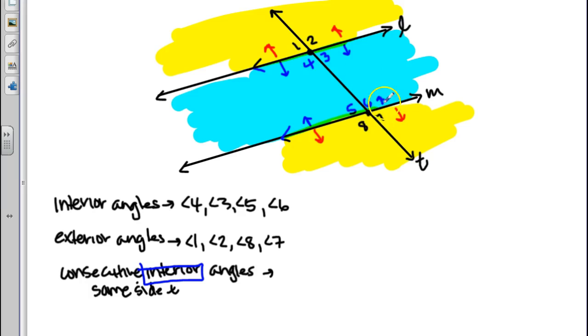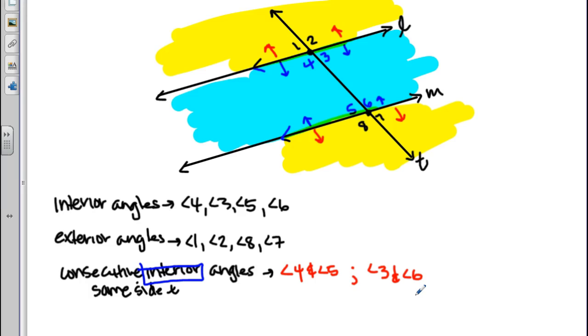Then I want same side of the transversal, so I want angles that are on the left side and then angles that are on the right side. So same side interior would be angle 4 and angle 5. Those are on the same side, or consecutive interior angles. And then angle 3 and angle 6. All right, so consecutive interior angles.